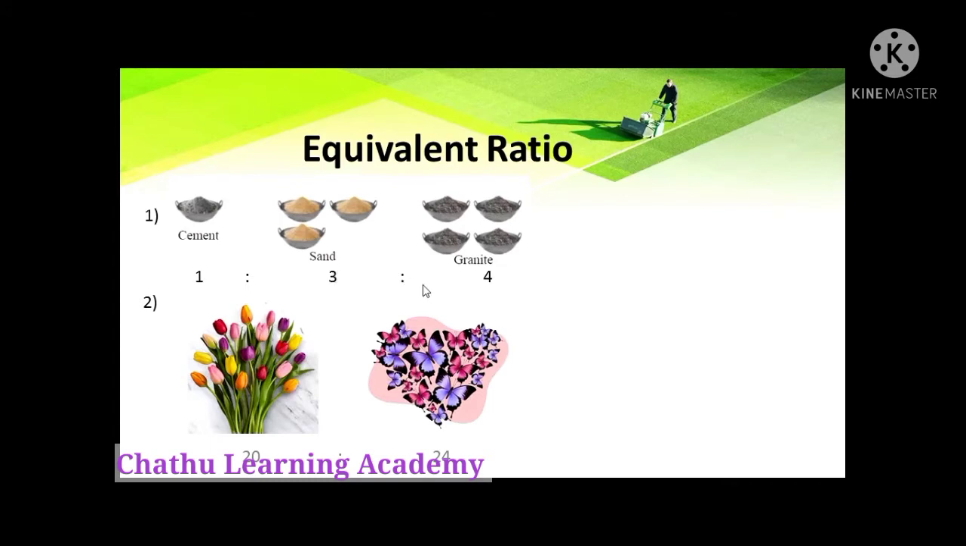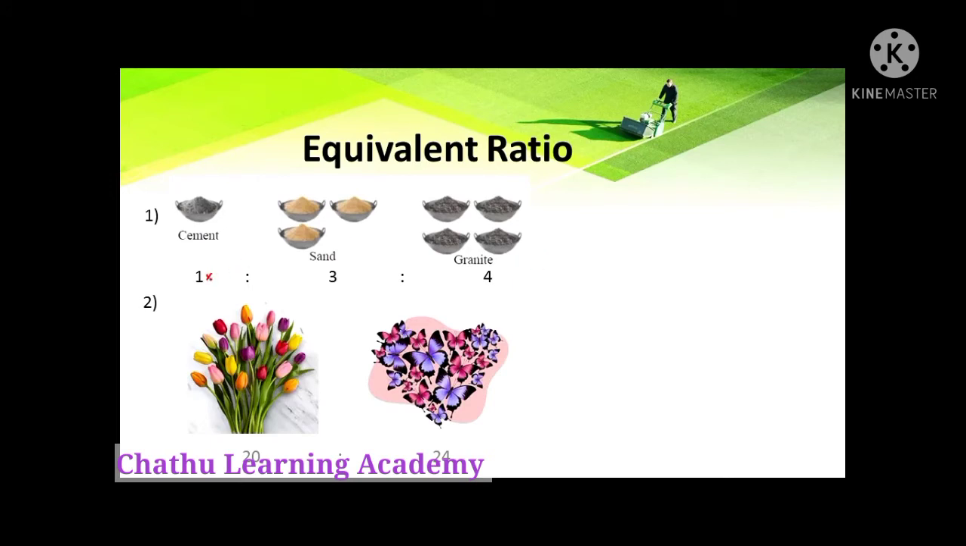We can't apply the dividing method to this ratio because these three numbers are not divisible. But we can apply the multiplying method. You can find an equivalent ratio by multiplying by any whole number except 1.